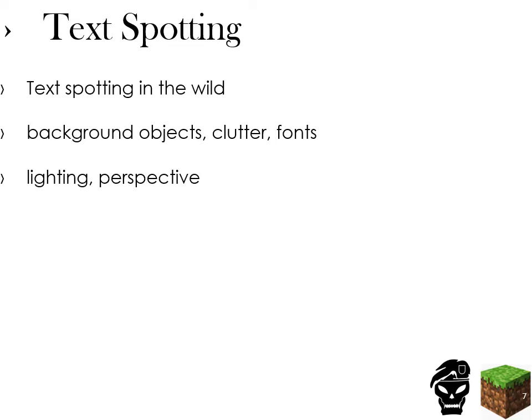There can be lots of background objects, there can be a lot of clutter. The fonts can be written in strange ways. The fonts can have lots of curves. Lighting makes a difference. Perspective especially, it warps the geometry of the scene, what is being seen. So if you look at text from a particular perspective, it can be much, much harder to recognize.